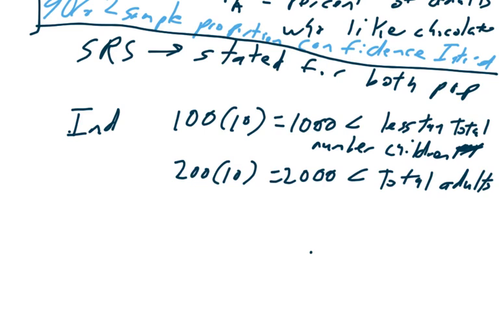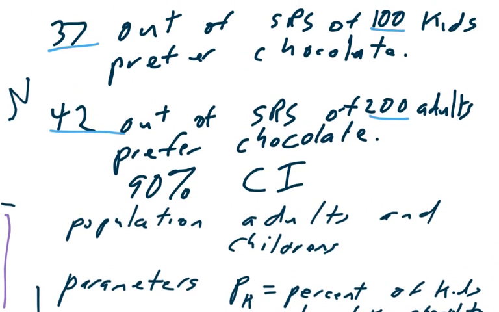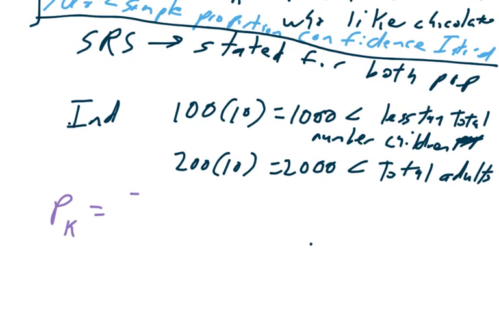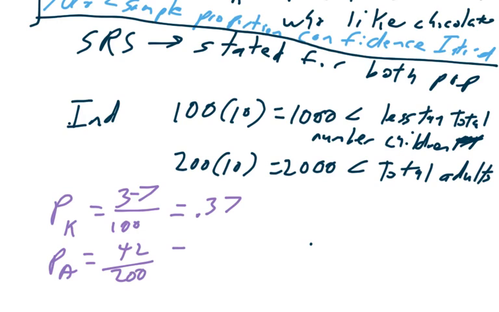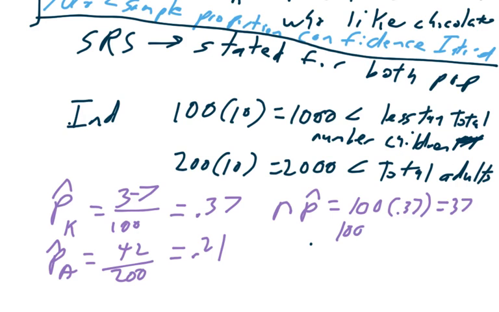For normality, the proportion of kids was equal to 37 out of 100, which equals 0.37, and the proportion of adults was 42 out of 200, which equals 0.21. And these are both p hats. So n times p hat is 100 times 0.37, which is 37. And 100 times 1 minus 0.37 is 63. And these are both bigger than 10. And that was for the kids.